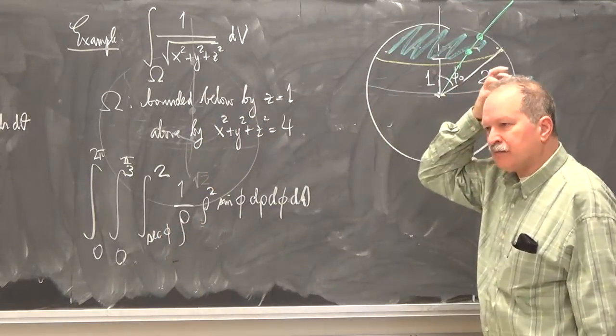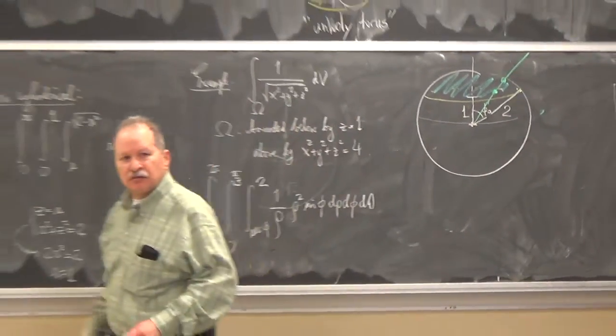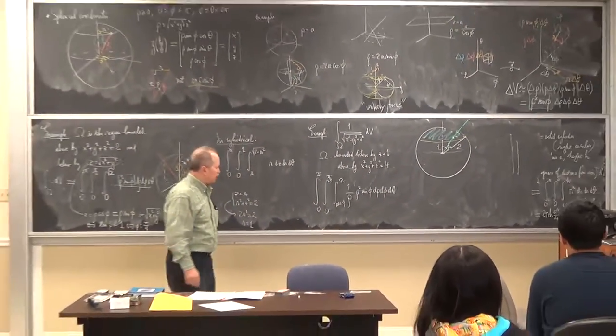Okay. This actually isn't that bad an integral to do. All right, so can we cancel out the 2 rhos? Sure. Well, not both of them. Yeah, one of them.